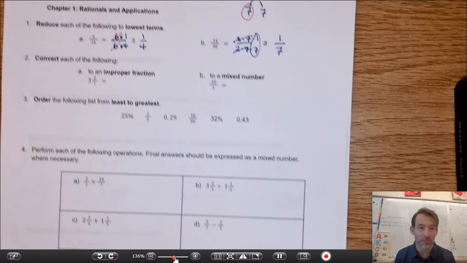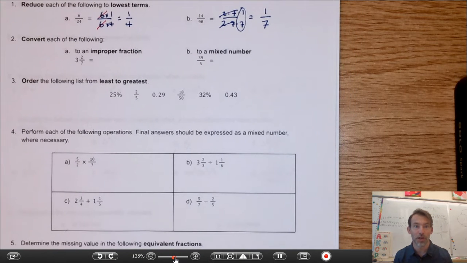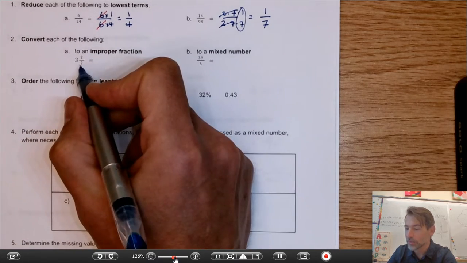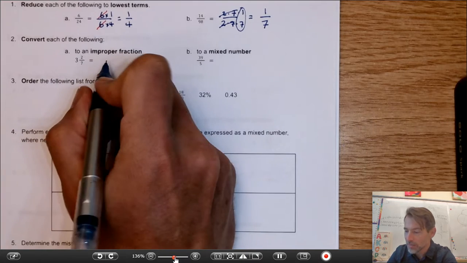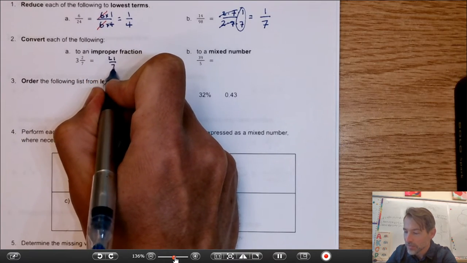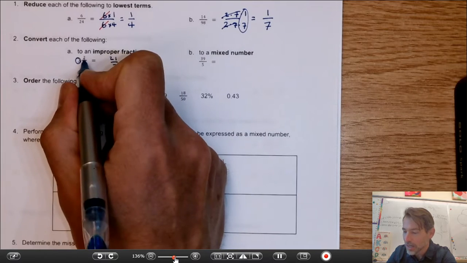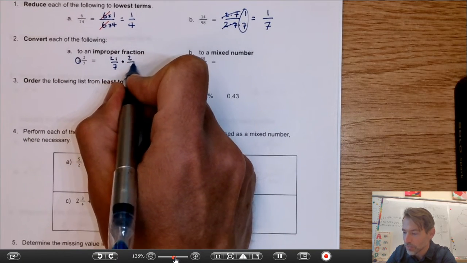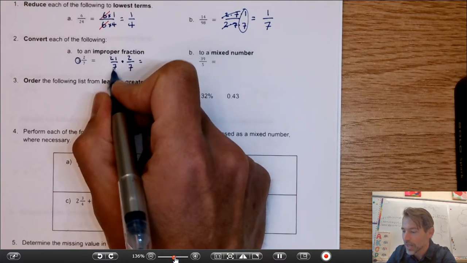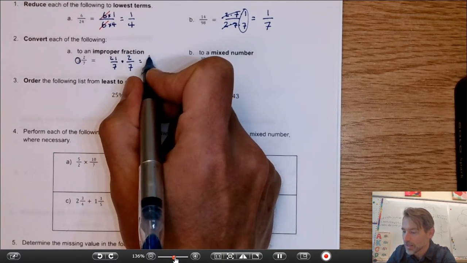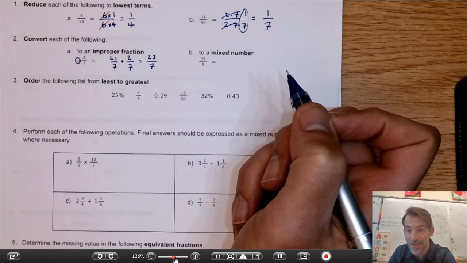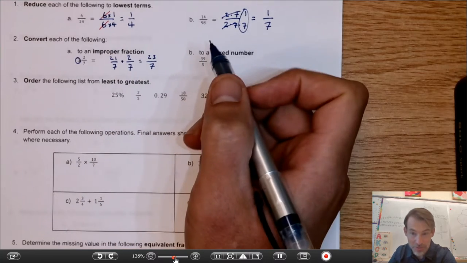Okay, now let's convert these to different things. We're going to convert 3 and 2/7 to an improper fraction. So I could write 3 as 21/7. That's this number 3. And then 3 and 2/7 is 21 over 7 and 2 over 7. So then we can add those together. That's 23 over 7. The denominator stays the same when we add these things together. This is one way to do this.